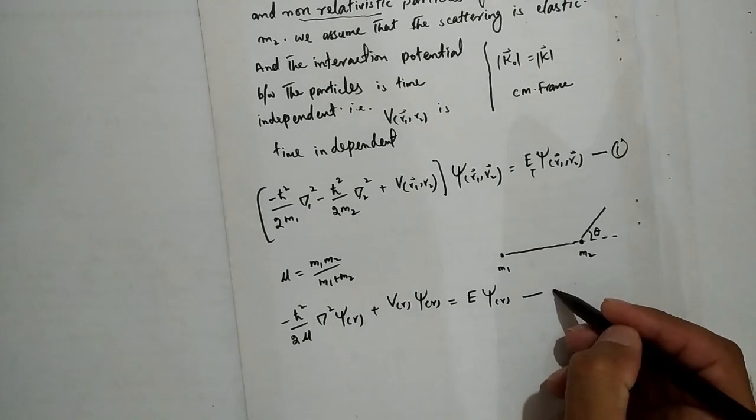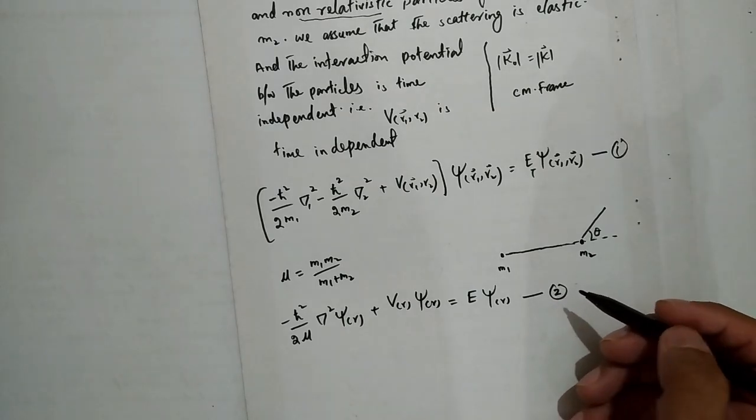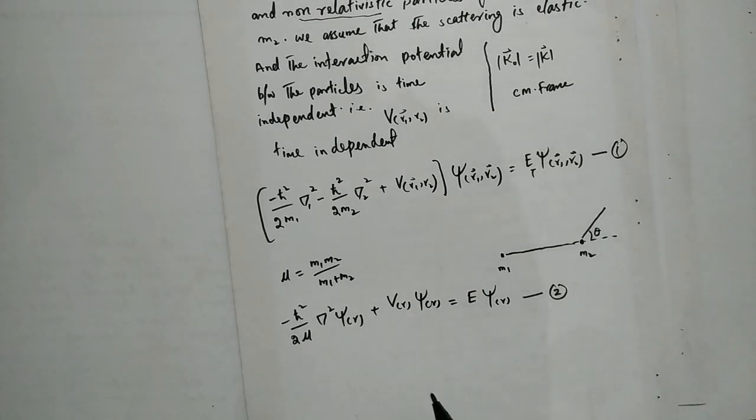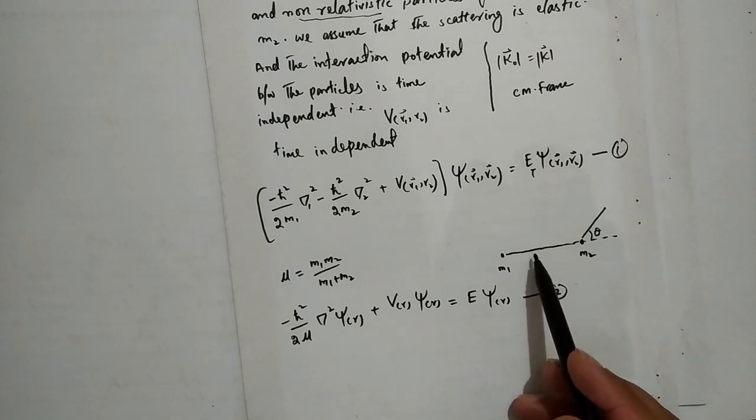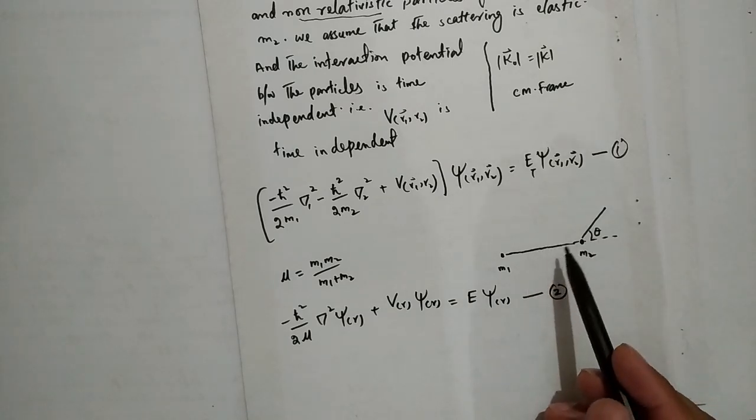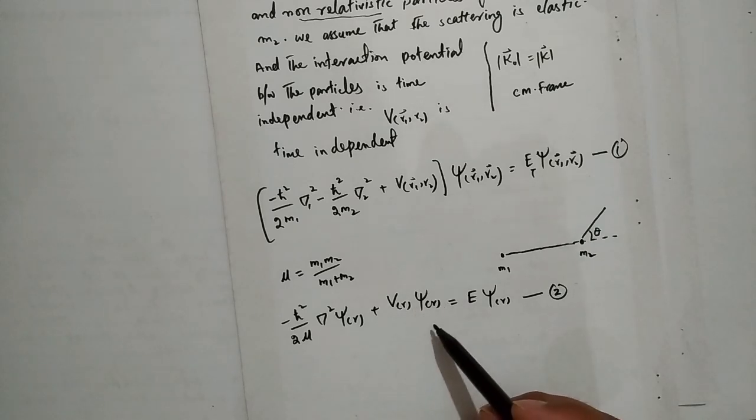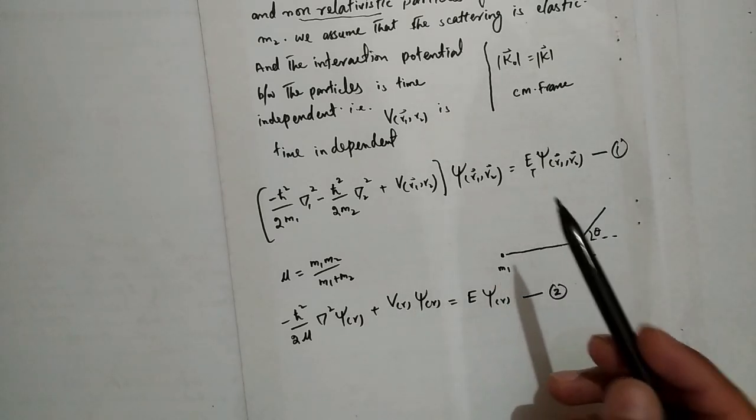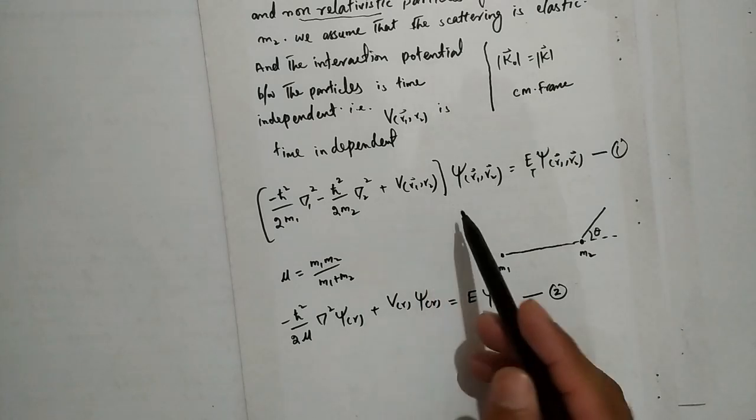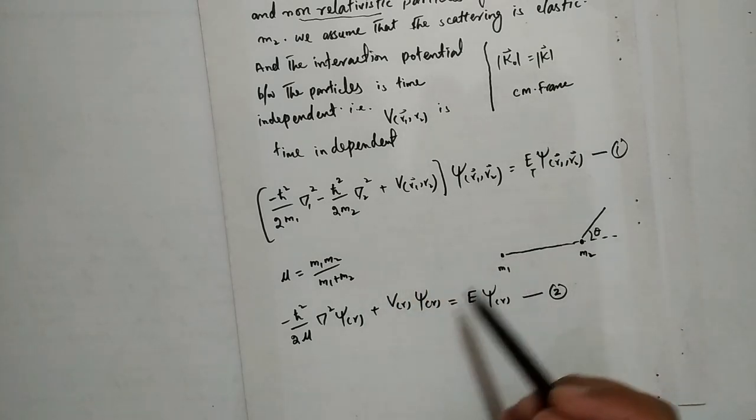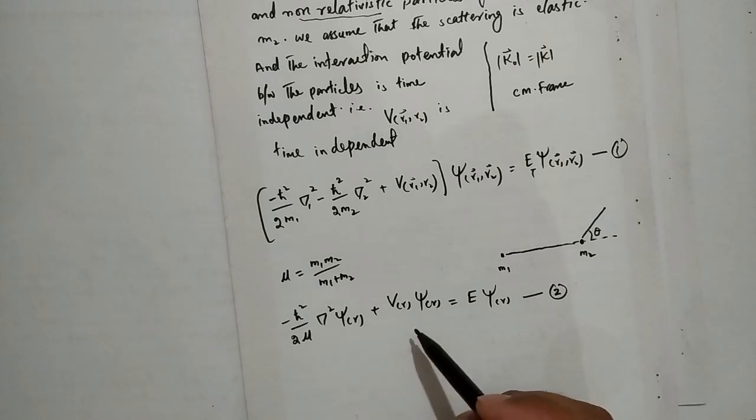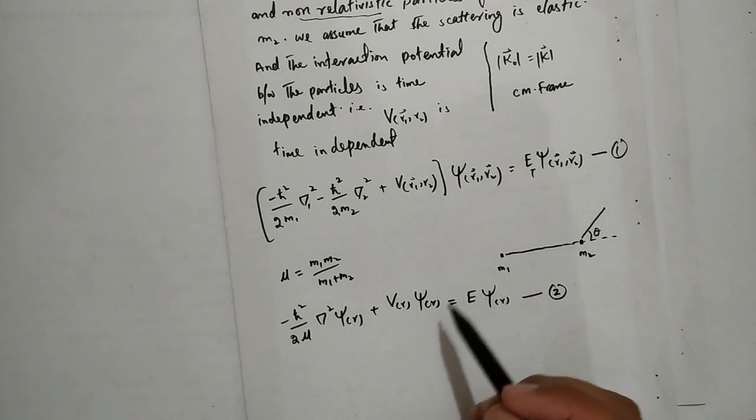This is equation number 2. Now the problem of scattering between two particles is thus reduced to solving this equation. So we have to solve this equation for the scattering of two particles.